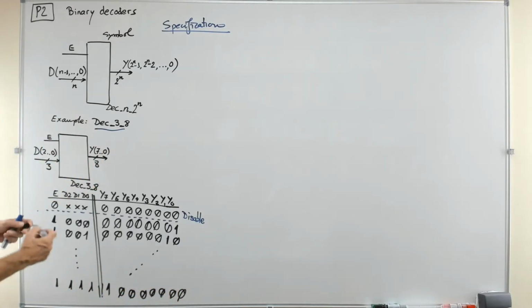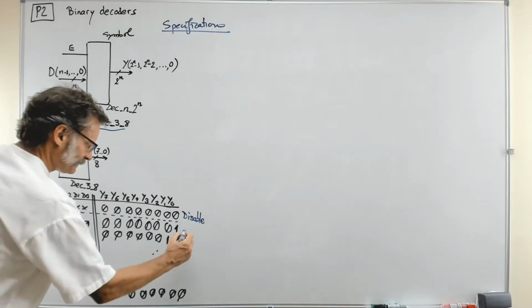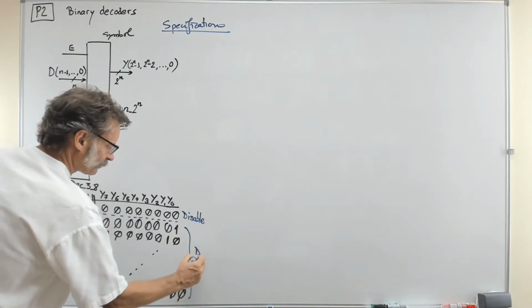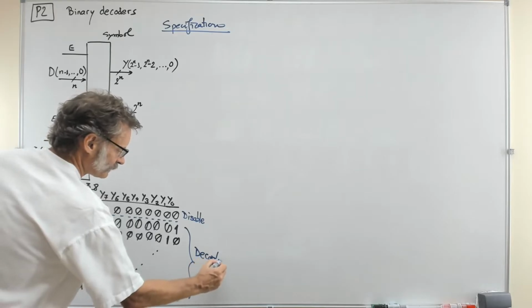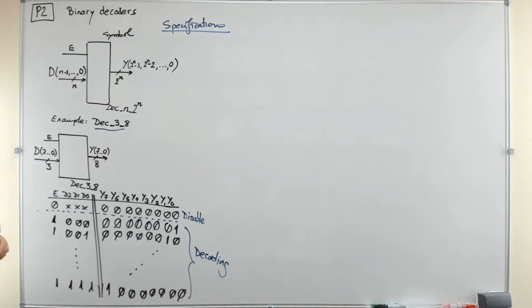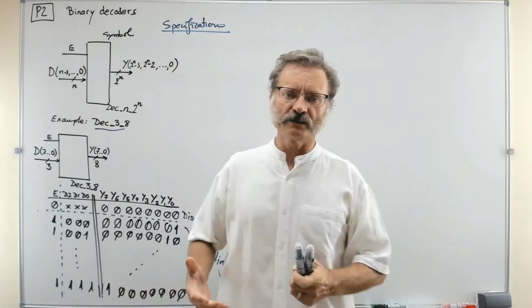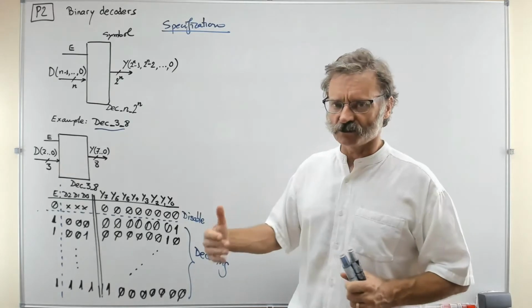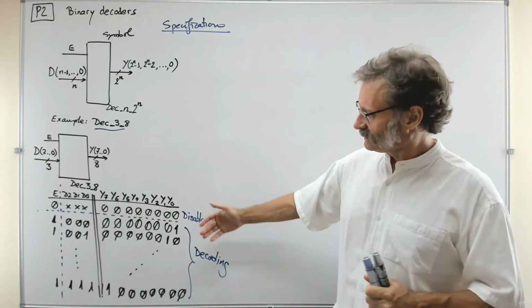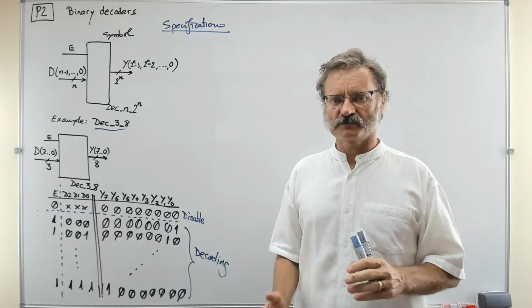So that's the typical table, and this is called the decoding function. The binary decoding function, in a way that you are transforming this binary code, set here by means of data 2, data 1, and data 0, into another kind of code. You are decoding the binary code to another kind of code, and that code has a proper name. You see, it's a very special code.